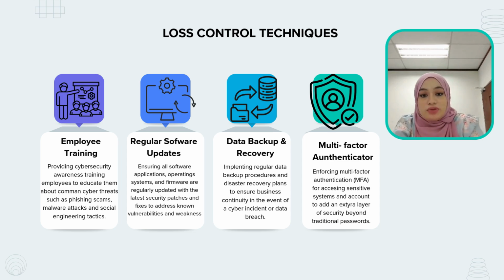Start with employee training. Did you know that most cyber attacks succeed because an employee clicked on a link they shouldn't have? By educating our team on phishing and social engineering, we turn our staff into a human firewall. Next, we have regular software updates. This sounds simple, but it's critical. Hackers look for holes in old software. When we update, we are patching those holes.